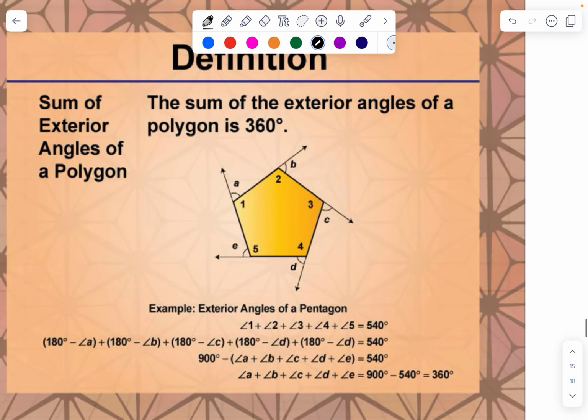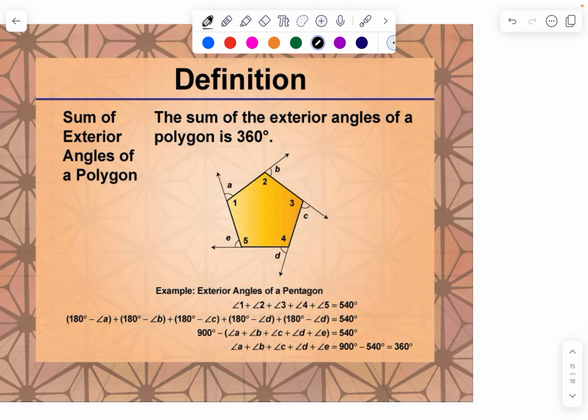Exterior angles of a polygon. The sum of the exterior angles of a polygon is always 360. So it doesn't matter how many angles it has. If we look at just the exterior angles, which, to find them, we just take any side and extend it. So if I extend each of these sides, I get the angles A, B, C, D, and E. And if we added up A plus B plus C plus D plus E, I would get 360 degrees.